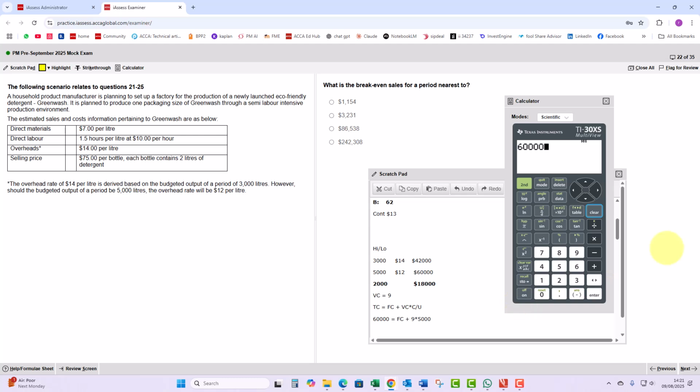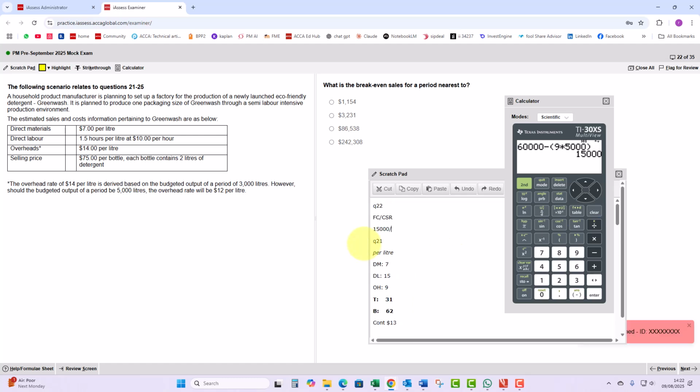I'm going to bring this term across, so minus 9 times 5,000 gives me 15,000 fixed costs. So fixed costs of 15,000, contribution to sales ratio. The contribution we worked out in the previous question is 13. That's based on a sales price of 75. So I've got 15,000 divided by 13 over 75 gives us 86,538, which we can see is the answer here.